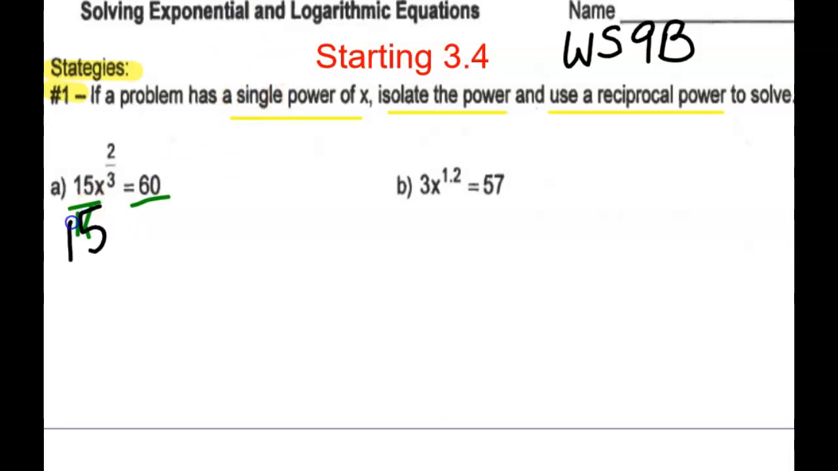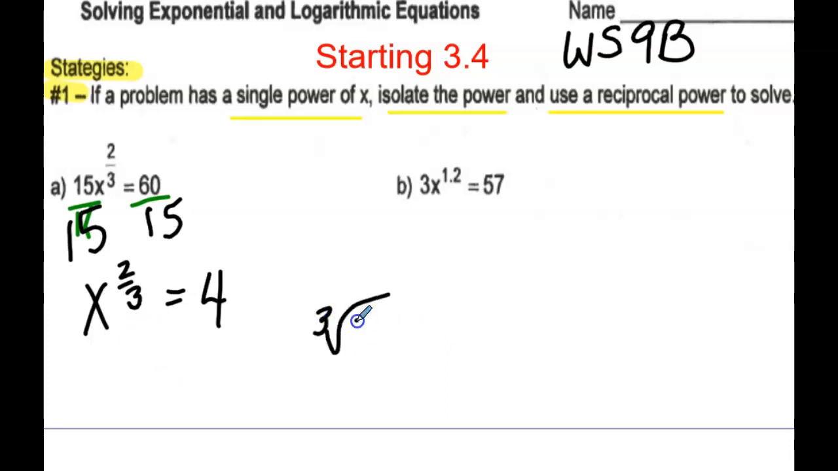We're dividing both sides by 15, which gives us what? Okay. Now, this is a weird radical. Can anybody remind me what it means? 2/3 power means the cube root of something squared. Good job. But we can deal with this all at once.